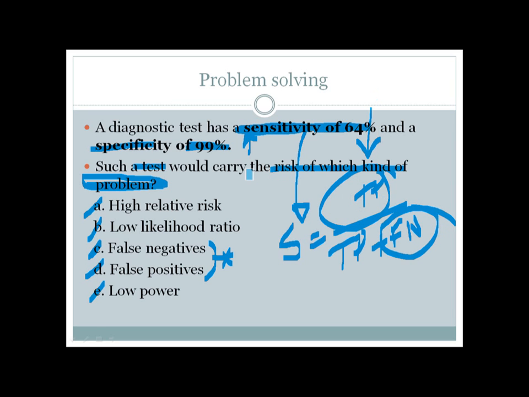So the test will carry a risk of having a very high number of false negatives, because whenever a test has a very high number of false negatives, the sensitivity will drop, because the relationship between the false negatives and sensitivity is inverse. So a low sensitivity test will have a problem with false negatives. It will have a lot of false negatives.